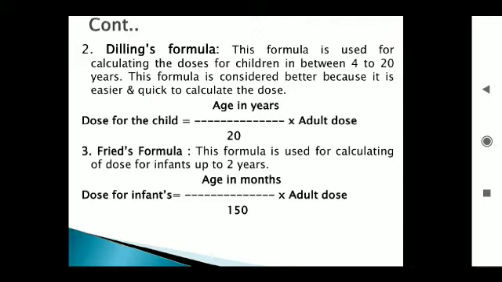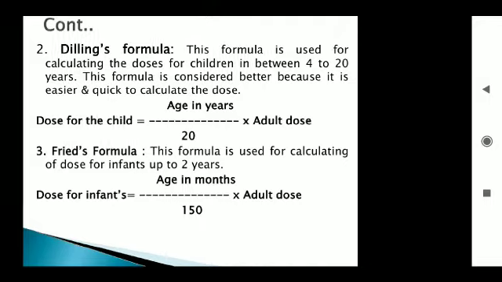Freed's formula is the third formula for calculating doses based on age. This formula is used to calculate the dose of infants up to 2 years. In this formula, age is expressed in months. Dose for infants is equal to age in months divided by 150, into adult dose.